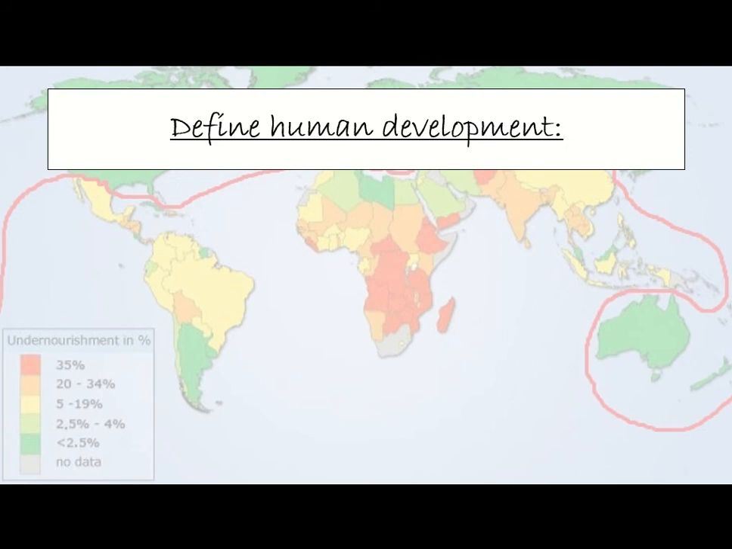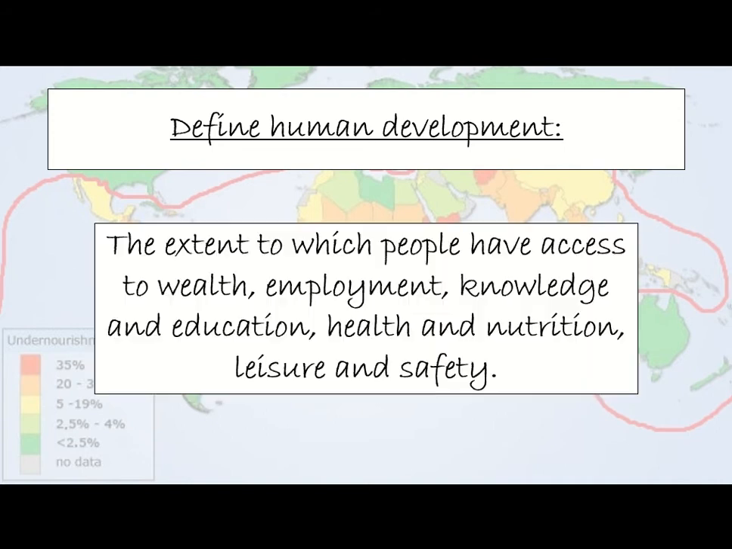Okay, we're going to begin this session with a bit of a recap, but which is relevant to this topic, by looking at that definition we encountered last session on what we call human or social development. So human or social development, remember, is the extent to which people have access to wealth, employment, knowledge and education, health and nutrition, leisure and safety. So all of these things, your ability to get money, a job, education, good healthcare, good food, lots of calories, things to do, feeling safe, low crime rates, whatever. These are all things which we kind of put into this bracket of human or social development.